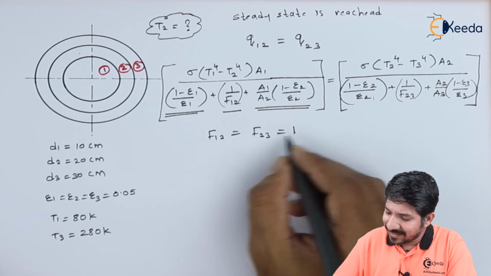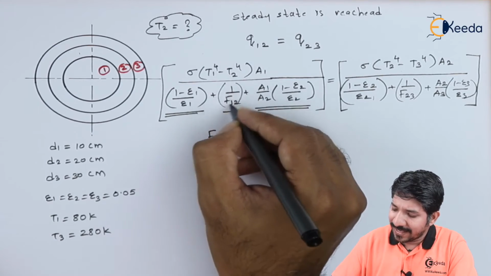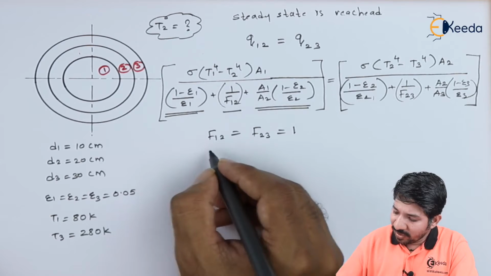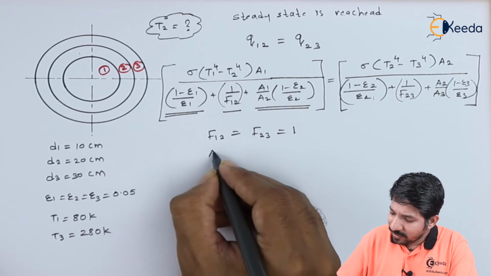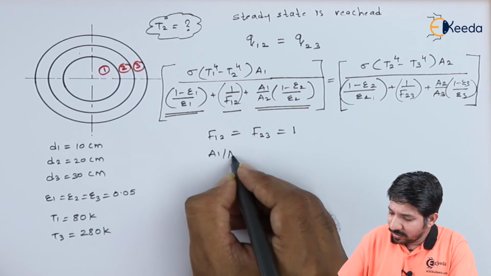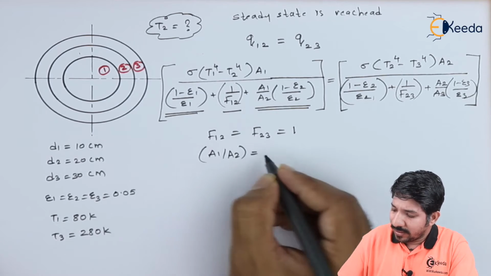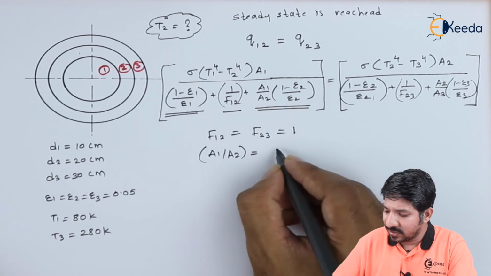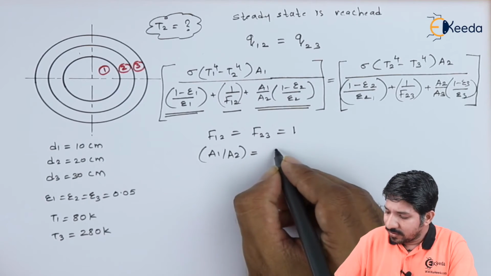So if this is in the picture, then obviously I can simplify this for the shape resistance. And what about area? I can write this A1 upon A2 as nothing but, what is the area here? Area is the surface area. So this is 2 pi R1 L, or I can write this as pi d L.